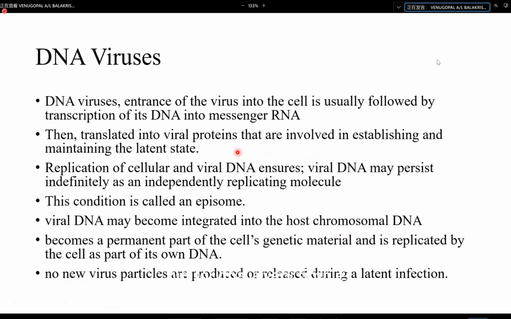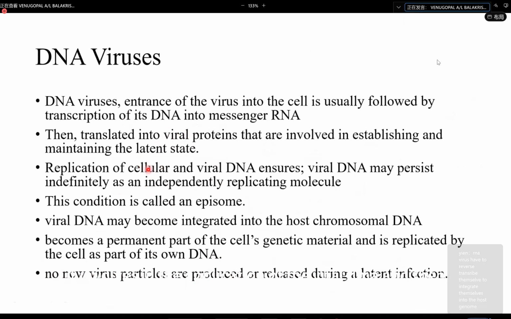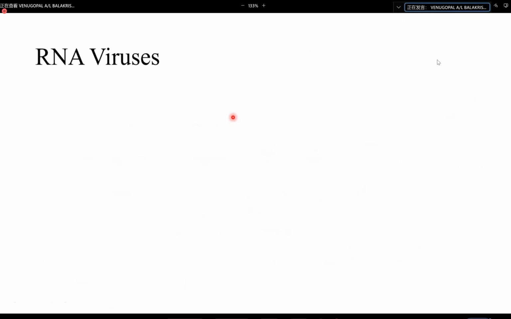But for DNA, it's very simple because the DNA is there. It instructs to produce the mRNA and the viral proteins, and the viral proteins that are produced are involved in the replication of the viral DNA, and then it goes to the episome stage, which is controlling also. But what is going to happen to RNA?